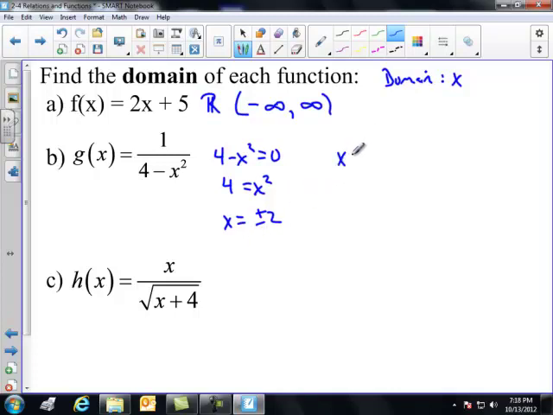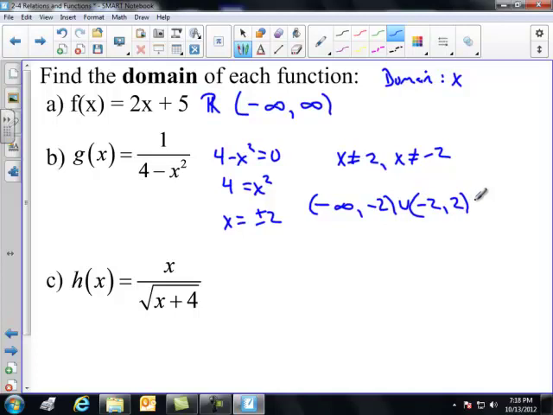So our domain is restricted in the sense that x cannot equal 2 or -2. One thing we could say is x cannot equal 2 and x cannot equal -2. We've got a restricted domain. If we want to use interval notation, then what we could do is simply say that the domain will be all the values from negative infinity to -2, non-inclusive, because x cannot equal -2, in union with another interval from -2 to 2.